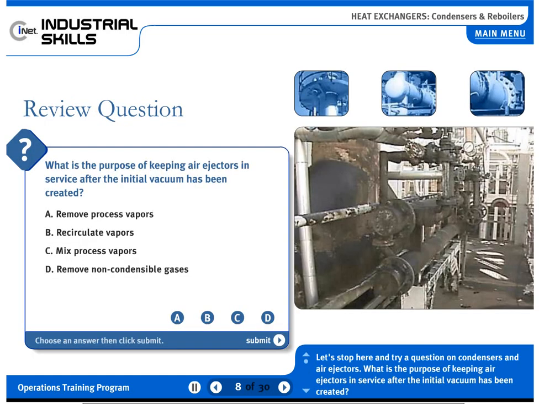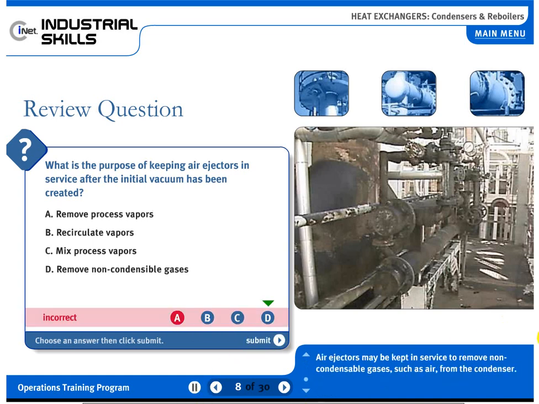Let's stop here and try a question on condensers and air ejectors. What is the purpose of keeping air ejectors in service after the initial vacuum has been created? That's incorrect. Air ejectors may be kept in service to remove non-condensable gases, such as air, from the condenser.